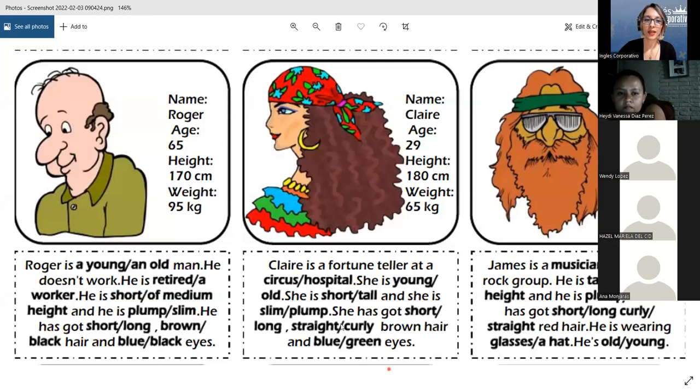Let's continue. Here we have three people: Roger, Claire, and James. We have descriptions for them, and you have to choose the right option, okay? So let's begin with Robert. Are you there, Robert? Yes. Okay, can you help me with the first two? The first two things about Roger. Well, the first three. You have to choose the right description for Roger.